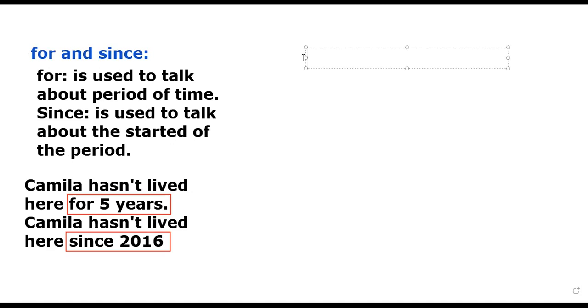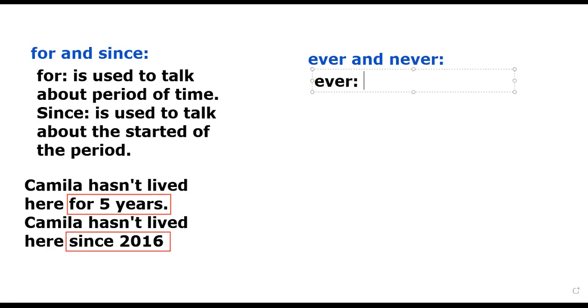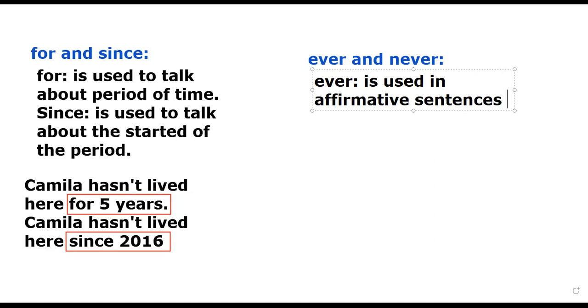Now, let's go with ever and never. Okay, what about ever and never? Any idea? Ever, alguna vez. Very good. Sí, siempre, ever, or alguna vez. In the present perfect, we say ever such as alguna vez. Okay. So in this case, it's used in affirmative sentences and questions.